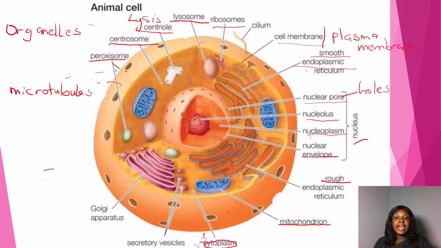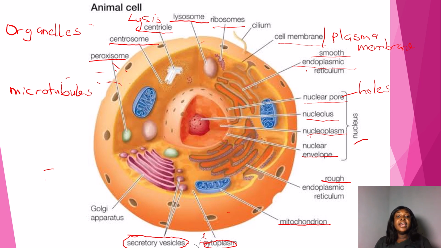We have the next one, which is the secretory vesicle. Secretory vesicle is actually a site for storage. It stores materials and as well allows the transportation of molecules outside the cell.